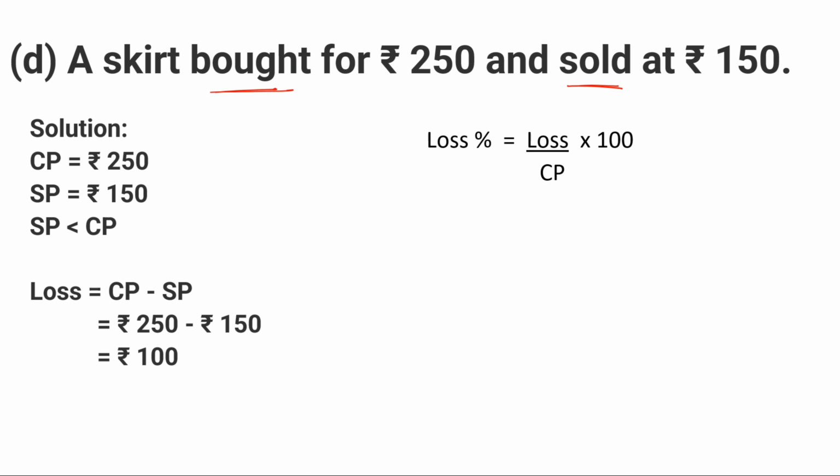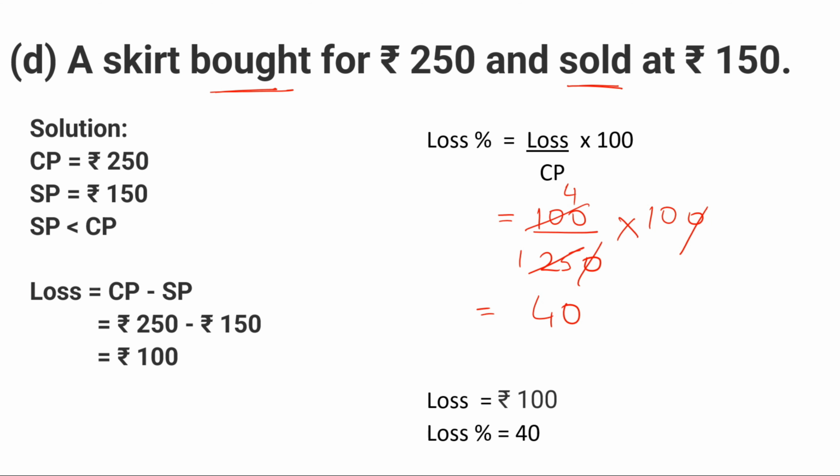To find the loss percent, the formula is loss by CP times 100. Loss is 100, CP is 250 and that multiplied by 100. 0, 0 cancels out and 25 ones are 25, 25 fours are 100. So that's 40. So the loss is rupees 100 and the loss percent is 40. So it's very simple. Just learn the formulas and you should be able to do it.